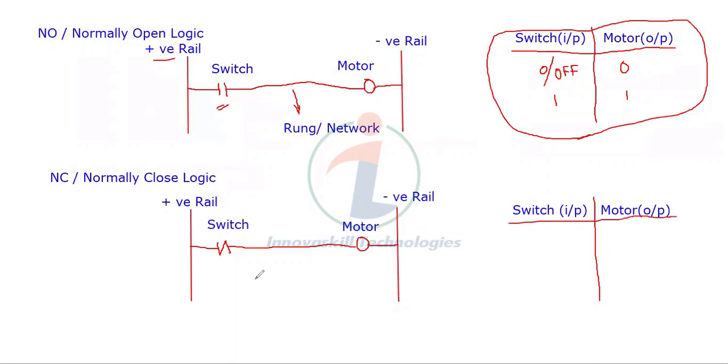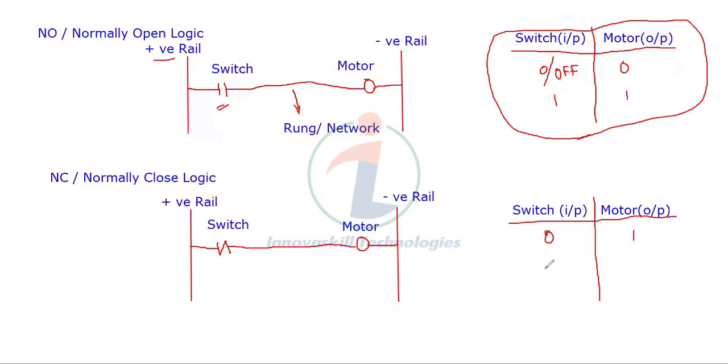So what I have done here is I have used normally closed. Since I have used the switch as normally closed, initially the switch is closed only. So even if the switch is off, that is, even if the input is off, since the switch is closed, positive will be flowing directly to the motor. So even if the input is off, the output will be activated, because since the switch is closed, positive is directly flowing to the motor.